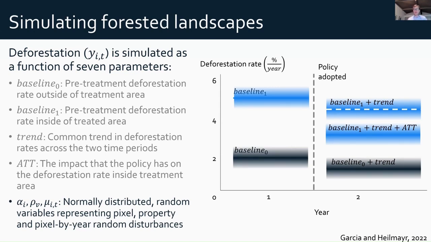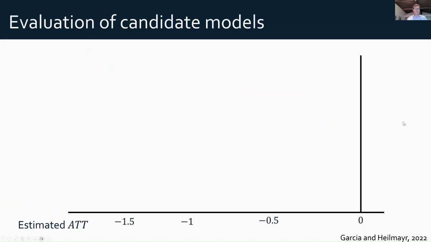And what we're really trying to get at is the difference between these two lines. On the right, the baseline plus trend, and the baseline plus trend plus ATT. Just looking at those simulated landscapes, can we figure out what the ATT is? That's the experiment that we're running.